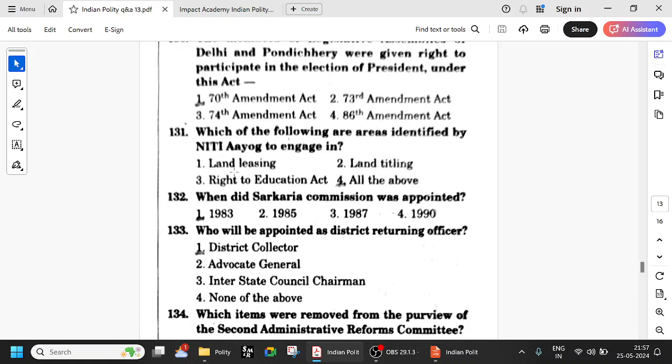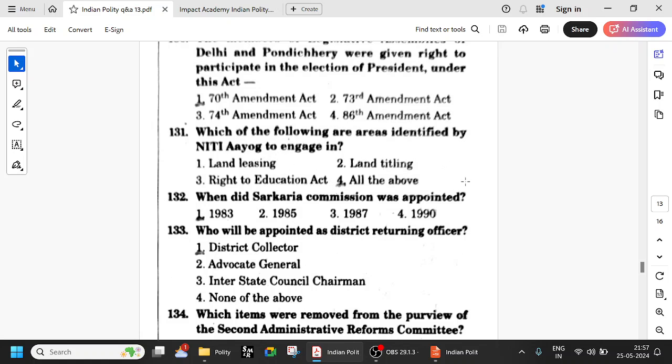So which of the following are areas identified by Niti Aayog to engage in? Land leasing, land titling, right to education act. So all these are there. Recently the land titling act in AP they have introduced, right? There's a lot of political dissent and all these things. So land titling, land leasing, right to education also have been dealt with by Niti Aayog.